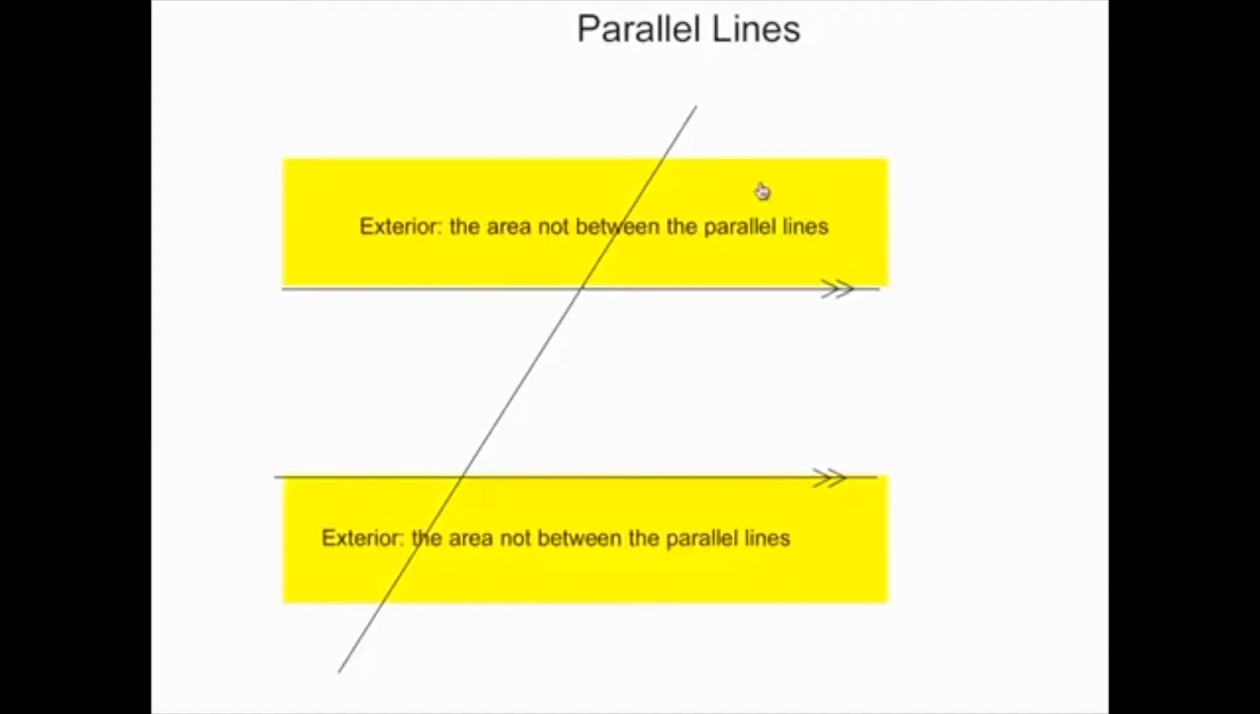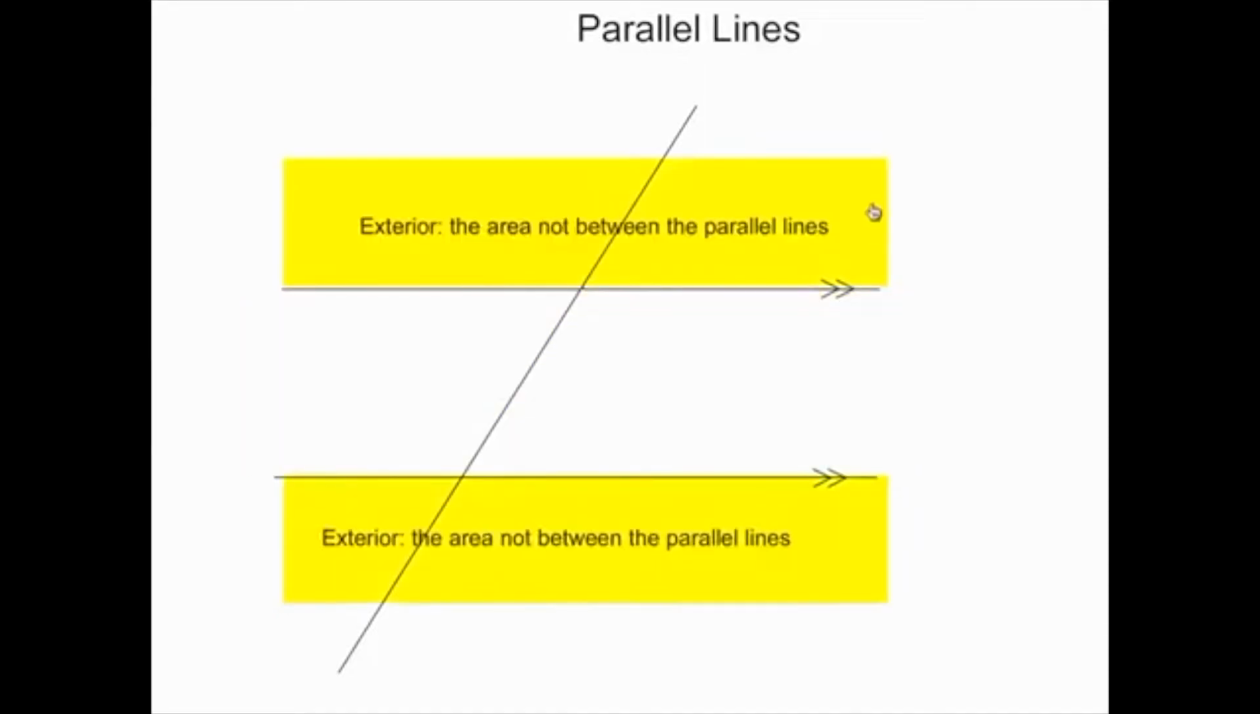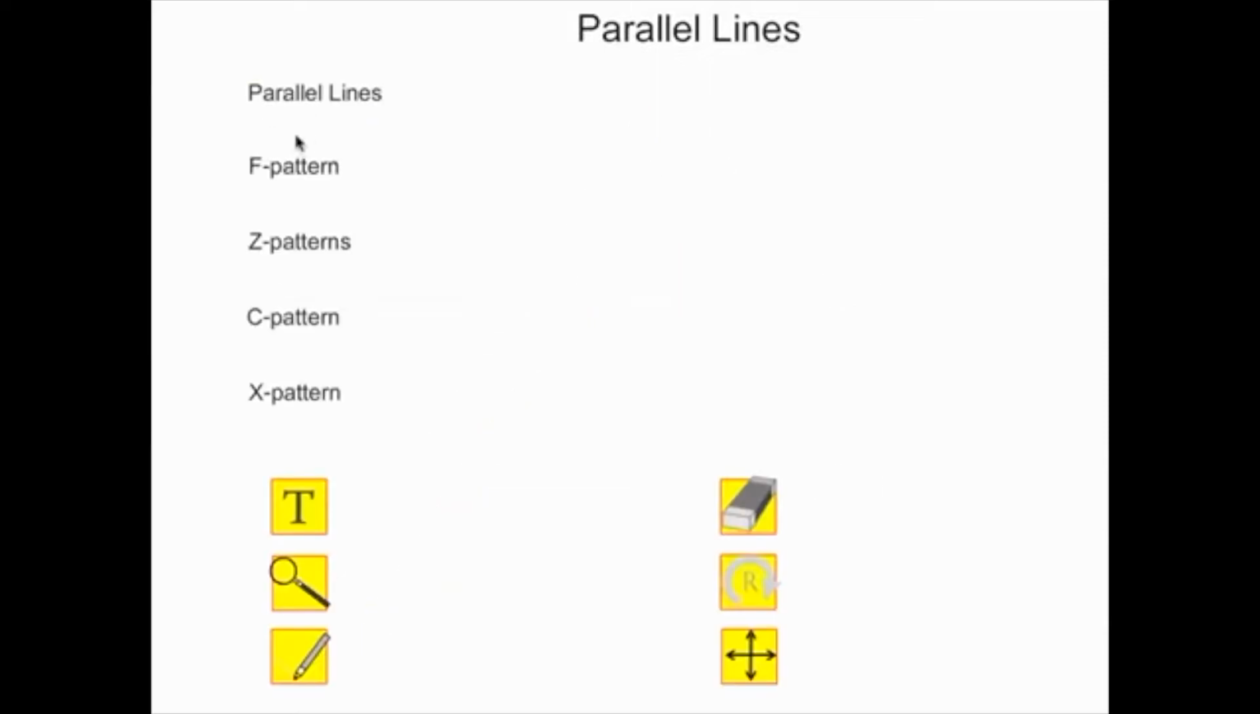This is the exterior of the two parallel lines, and in here is the interior between the two parallel lines. This is called a transversal line. To transverse means to cut across, so it cuts across the two parallel lines. Let's look at the various patterns.